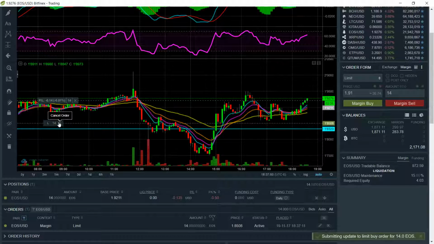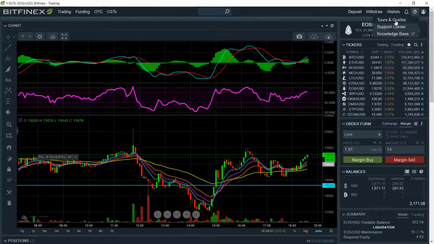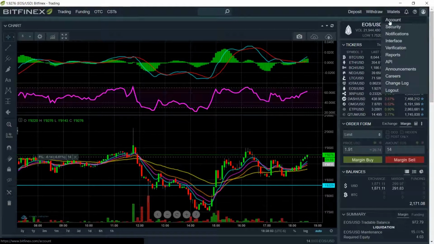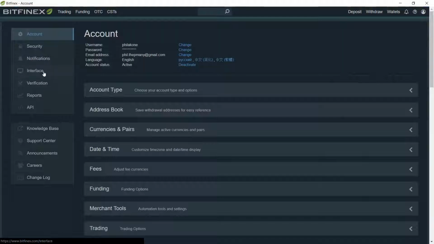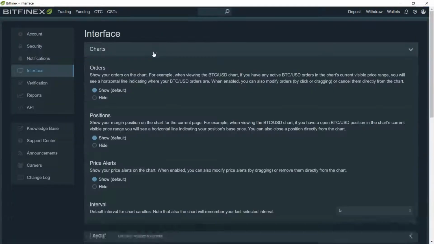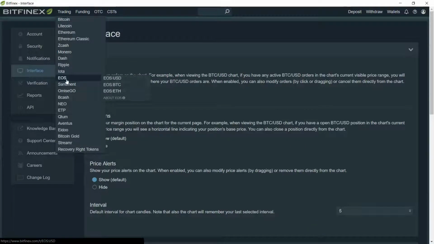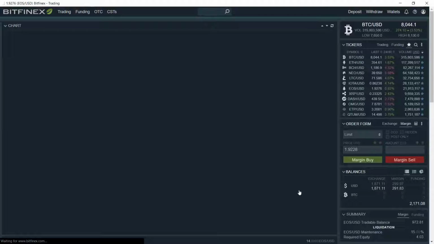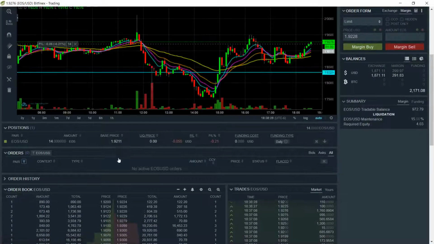Now, what you will notice is after I enter a leveraged position, this will show up on the screen. If it does not show up, go to your menu right here, manage account, go to your account settings up here, go to your interface, go to your chart layouts, and make sure all of this is on show, show, and show. So order, position, and price alerts are shown, all right? So let's go back to EOS. What's cool about this is it shows you everything right here, all right?